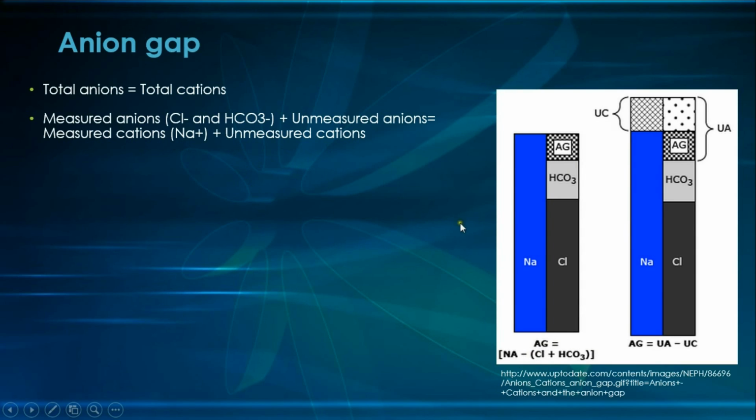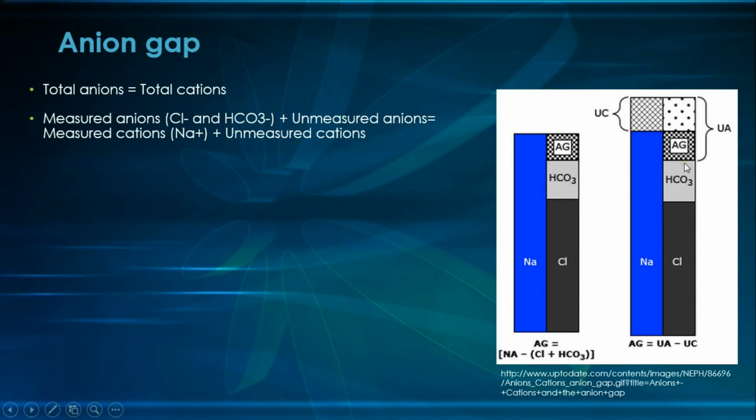So you can see here on the first drawing that the measured cation, which is only the sodium, is more than the measured anions, which are the chloride and the bicarbonate. And this difference between the two of them is what we are interested in, which is called the anion gap. It's called anion gap because there is literally a gap in the anions. The measured anions are not matching the measured cations, and the reason is we are not looking at the other unmeasured anions, which are seen in the second drawing. And you can notice as well that the unmeasured anions are more than the unmeasured cations, and that makes sense to compensate for the anion gap.